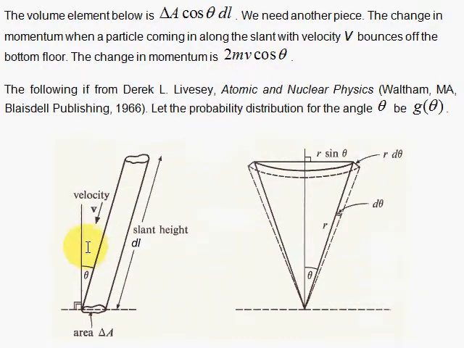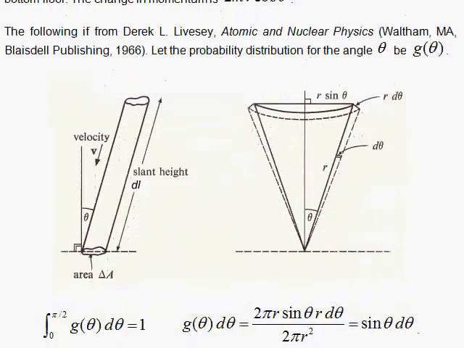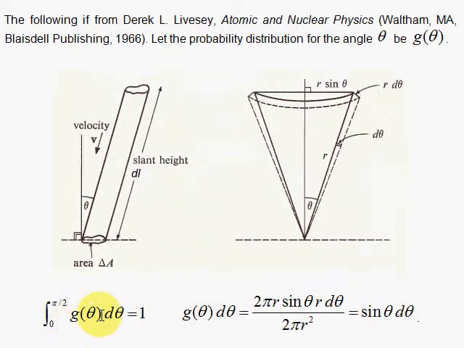I'm also going to need the probability that the particle's coming in at the angle theta, and that probability distribution, I'm going to call it g of theta. I know that if I integrate over all the angles, and all the angles coming in here for these slanted regions start at 0 and go to pi over 2, it has to be 1. And how can I get this?